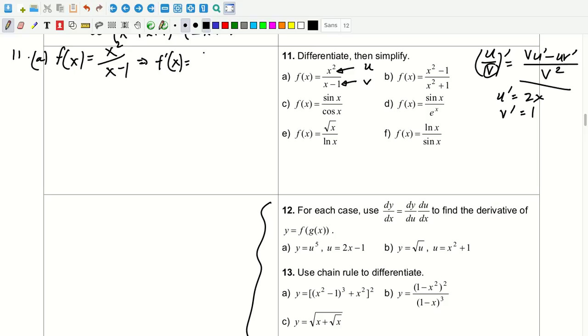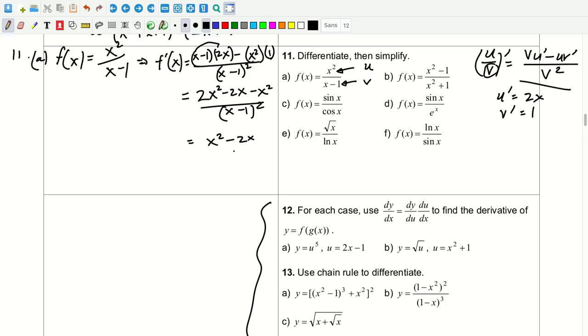So now we can just plug it into our formula that we've just written out. So v is x minus 1, u prime is 2x, minus x squared times 1. Very simple. All over x minus 1 squared. Now, if we expand these two guys, we get 2x squared minus 2x minus x squared. And so we end up getting x minus 1 squared on the bottom. Let's see, we get x squared minus 2x over x minus 1 squared, right?